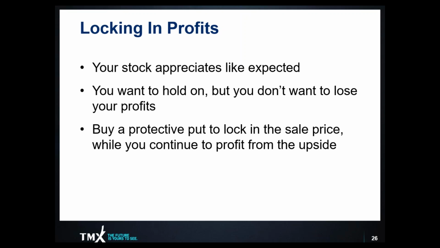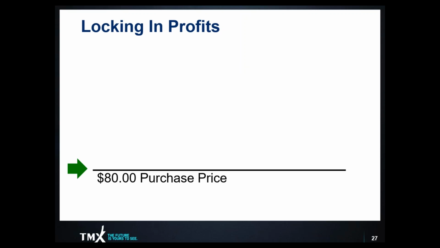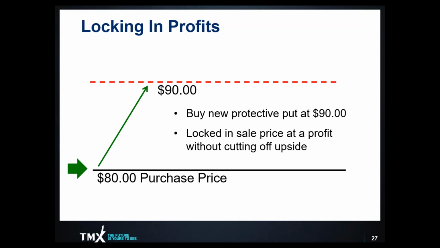integrate the hedge, because remember, the protective put is going to cost you something. But if you've made $10 on the shares, and you give up $2.50 to buy a protective put, you've just locked in a large percentage of your profits. Plus, you have the opportunity to continue to hold the shares for an extended period of time, to take advantage of the shares moving higher. So an example might be: bought the shares for 80, shares have rallied all the way up to 90. You could buy a new protective put at $90. Now you've locked in the sale price at a profit.